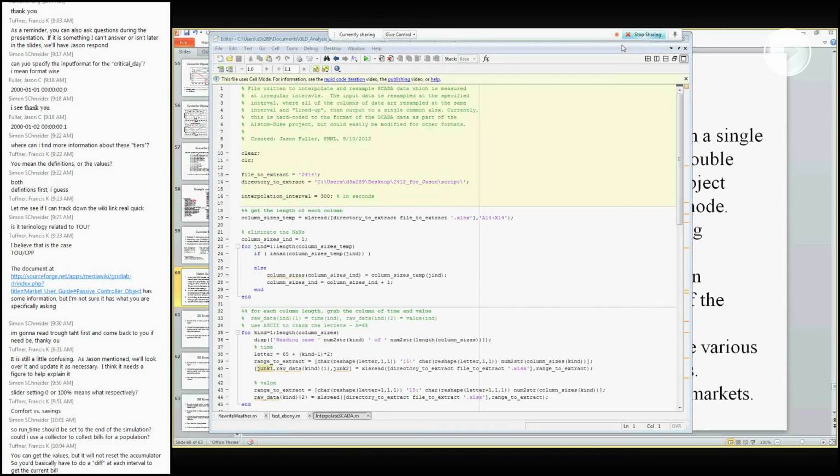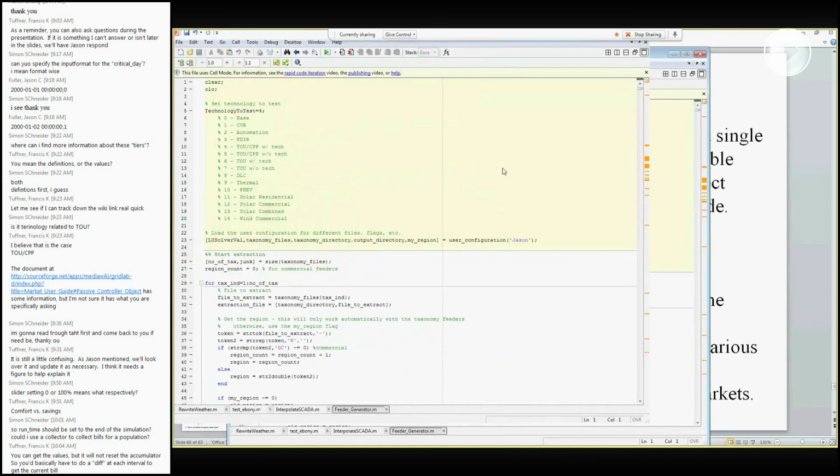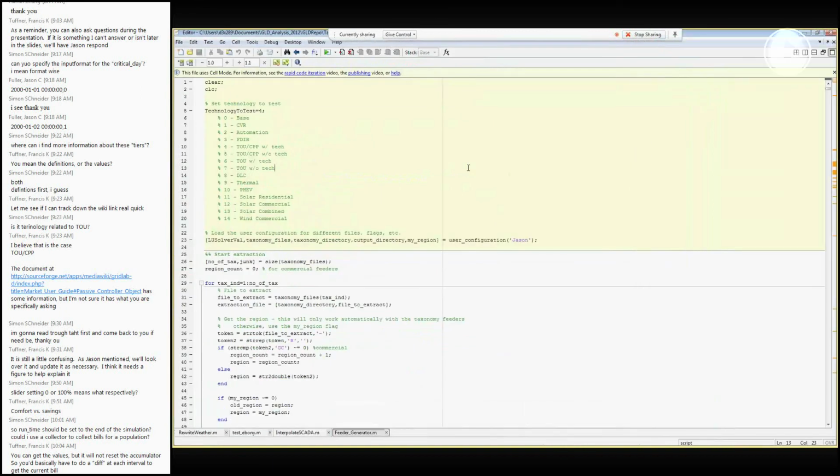So again, very similar to that script I just showed you, this is one that we've created to work with our prototypical feeders. It allows you to do a whole number of different types of technologies. You can see here, if you just change your technologies, you can go from a base case, you can do CVR, automation, or FDIR. You can do time of use, critical pricing with and without technologies. You can do direct load control, thermal storage, and PHEVs and generators, which Frank will get into shortly, we're scheduled for about 3 or 4 weeks from now.